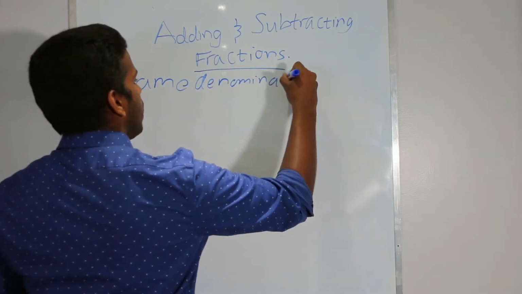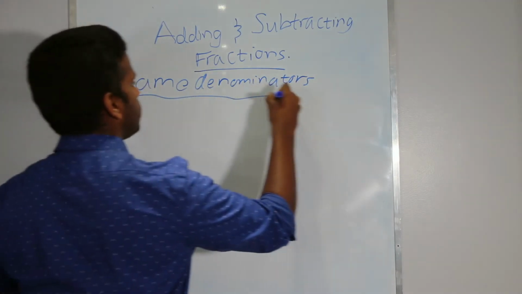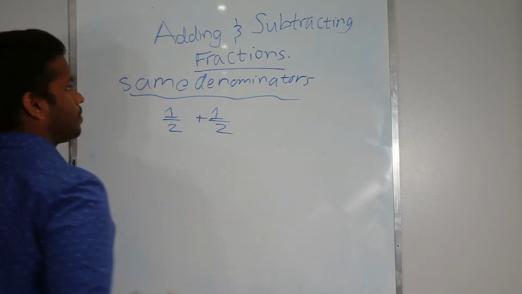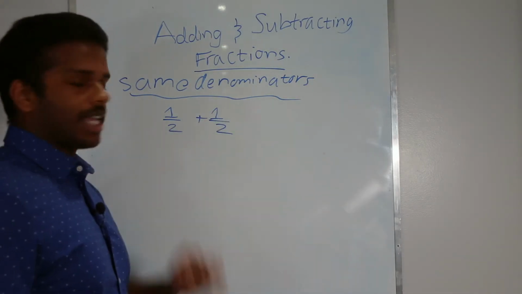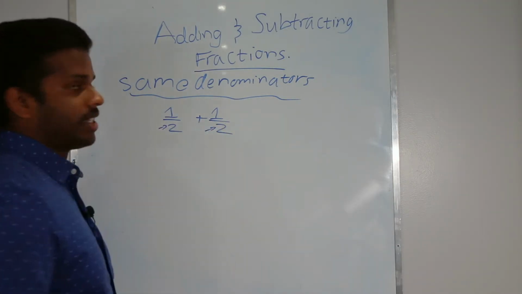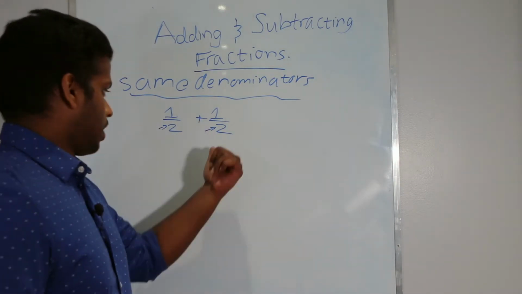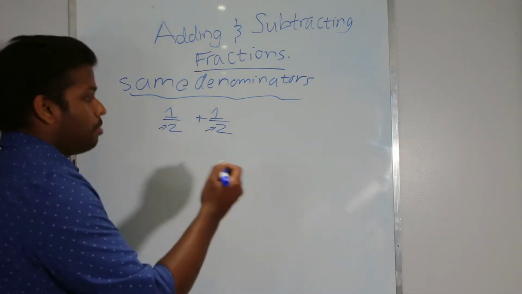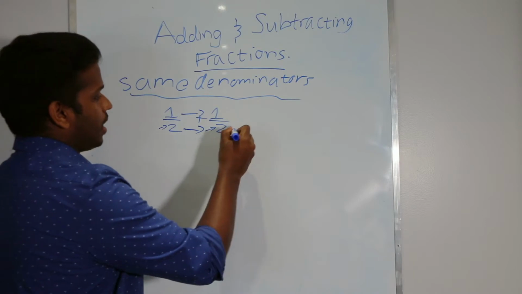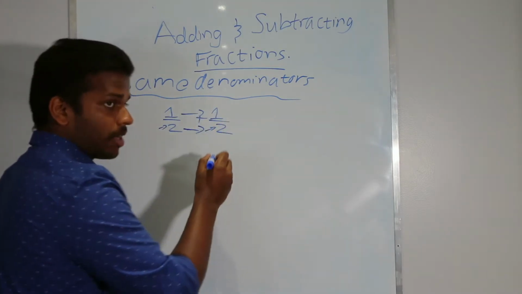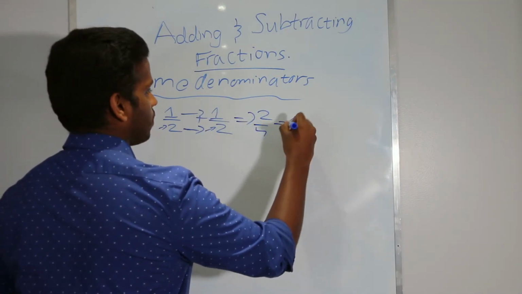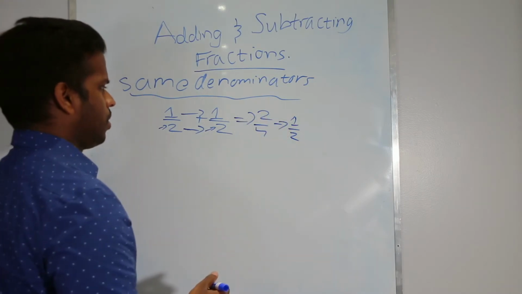For example, we'll choose something like 1 over 2 plus 1 over 2. See how the denominators are the same for this one? The denominator is 2 for the first fraction, and the denominator is 2 for the second fraction. Many people would think that we would have to add the numerators separately and the denominators separately, like this. So it would be 2 over 4, and we get half. So half plus half gives you half.